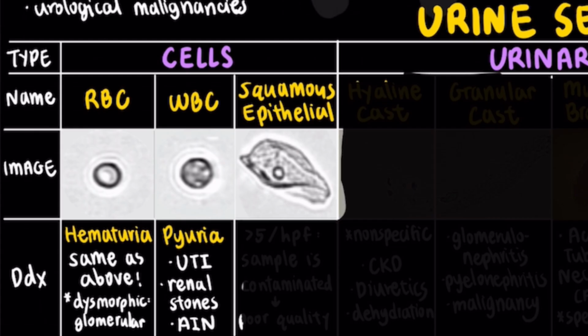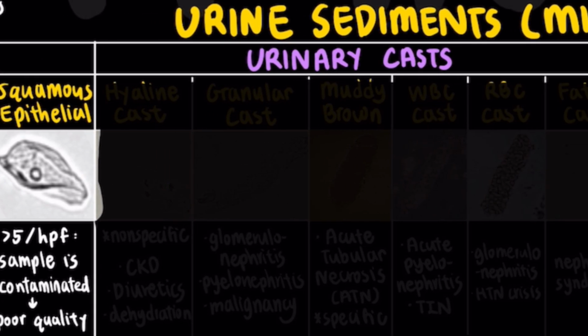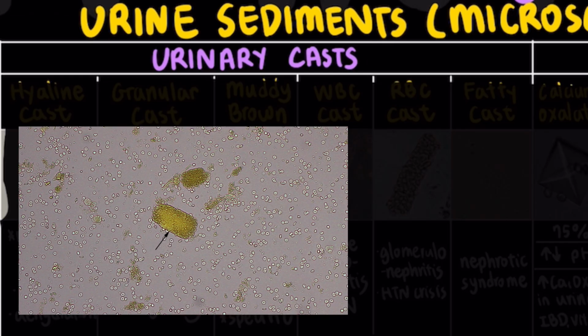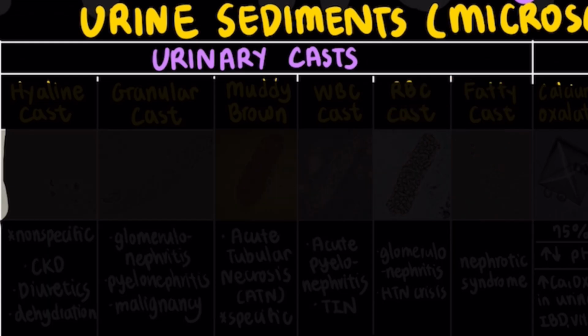If you see more than 5 per high-power field, it usually means the sample is contaminated, and the results should be interpreted with caution. Next, let's talk about urinary casts. These are cylindrical structures formed in renal tubules. They trap whatever cells or debris are present in the tubule at the time, which helps us localize disease to the kidney itself. Let's go through the common types.